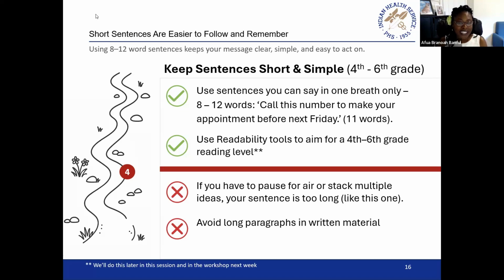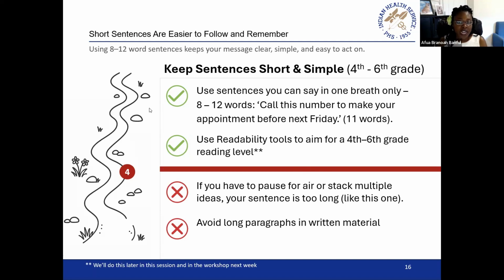So let me go through an example here with you, and I'll ask you to just say some things to yourself in your head, and you'll see what it means to do 8 to 12 words. So call this number to make your appointment before next Friday. That's 11 words. That's getting up there, right? Let me show you an example of a sentence which is probably too long. If you have to pause for air or stack multiple ideas, your sentence is too long, like this one. I realized after I wrote this sentence that, wow, it's very easy to write and say sentences that are too long.